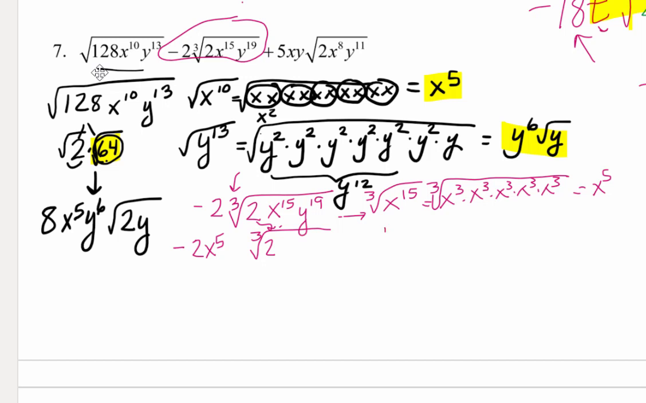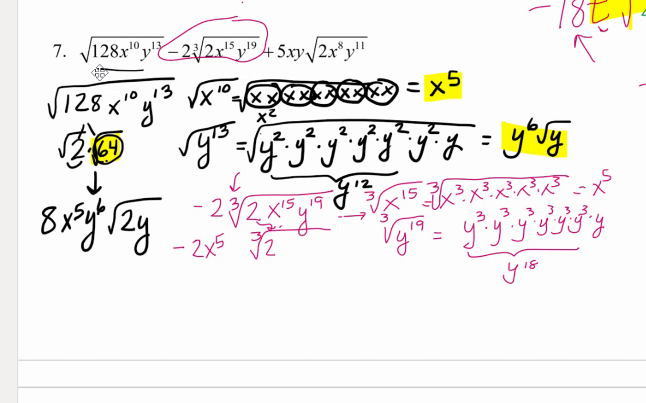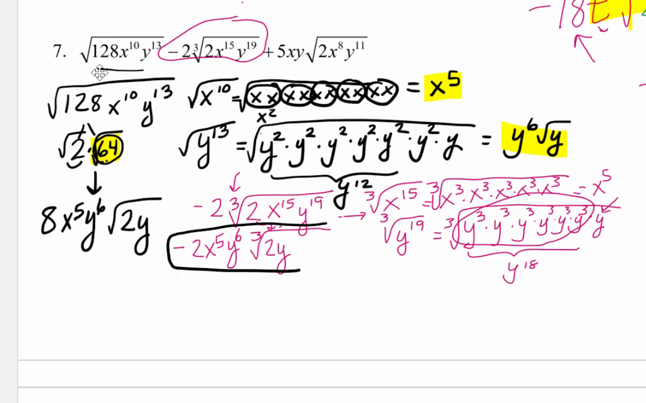All right. Cube root of y to the 19th. Okay, so we're looking for how many y cubes are in y to the 19th. And there are, if you say 6, you're right, because that's 18 y's. So there's 18 y's here, and 1 more to make 19. And when we take the cube root, it's y to the 6 from these, and then the extra y stays in the radical. So y to the 6 and the extra y. Let me highlight that in black, because this is part of our next step later, okay? Now we need to simplify this guy.